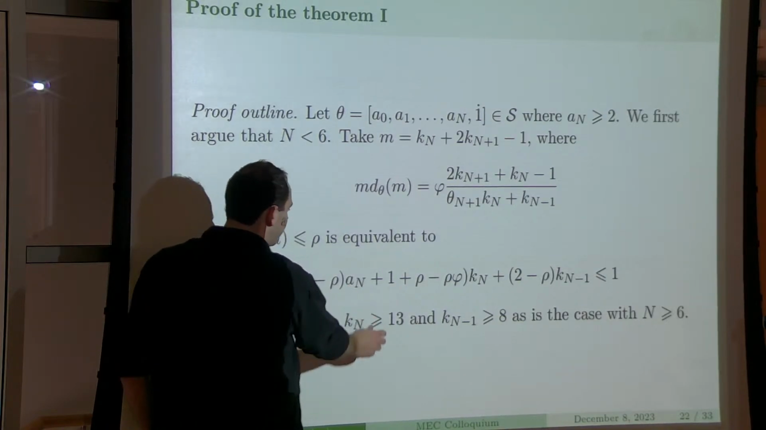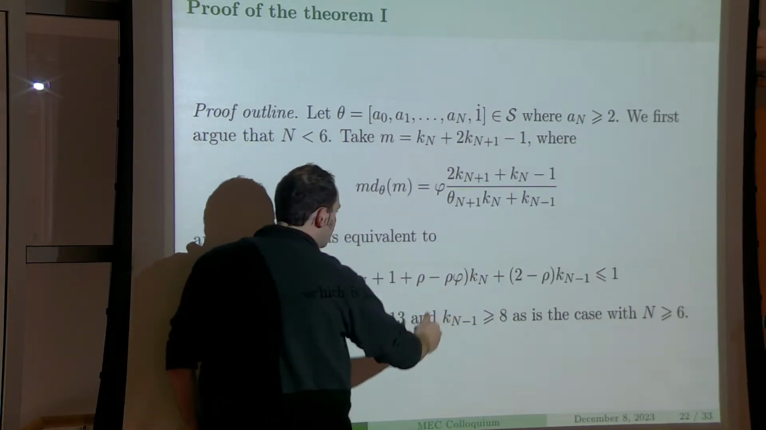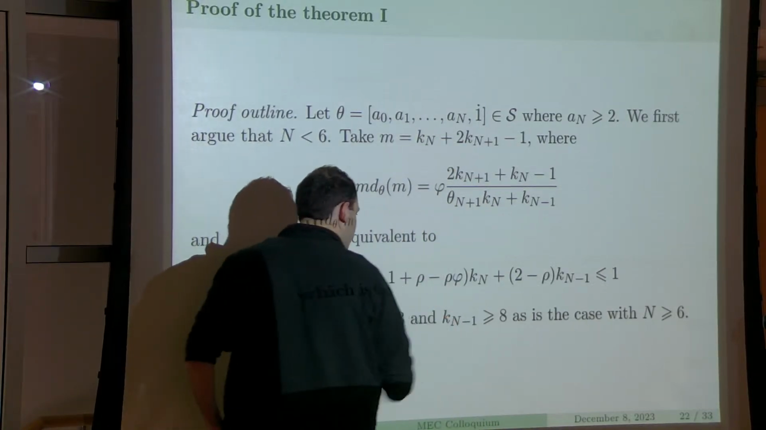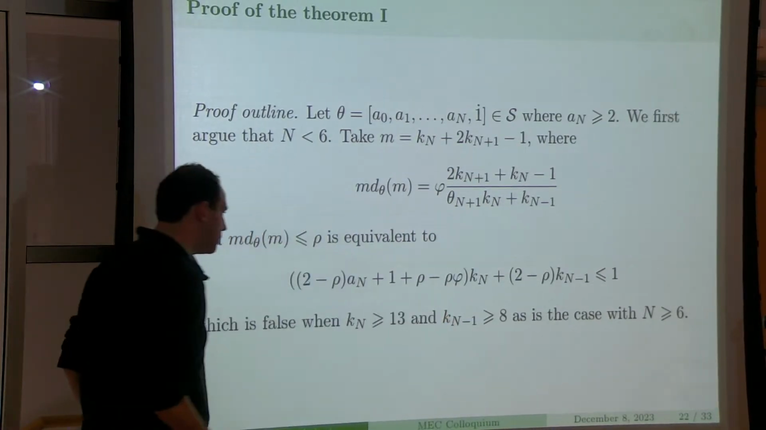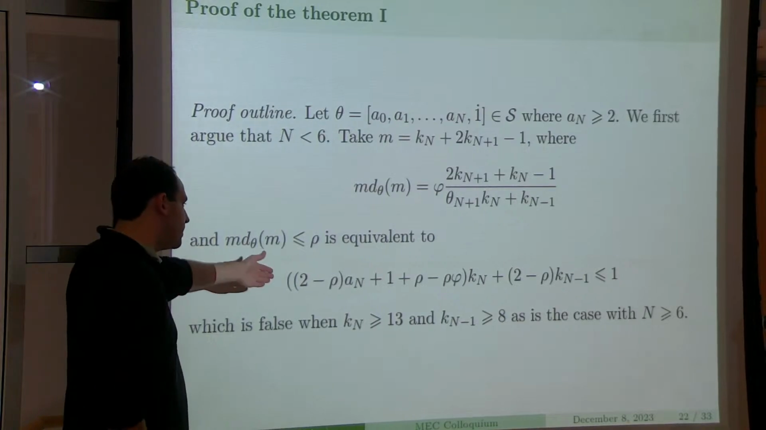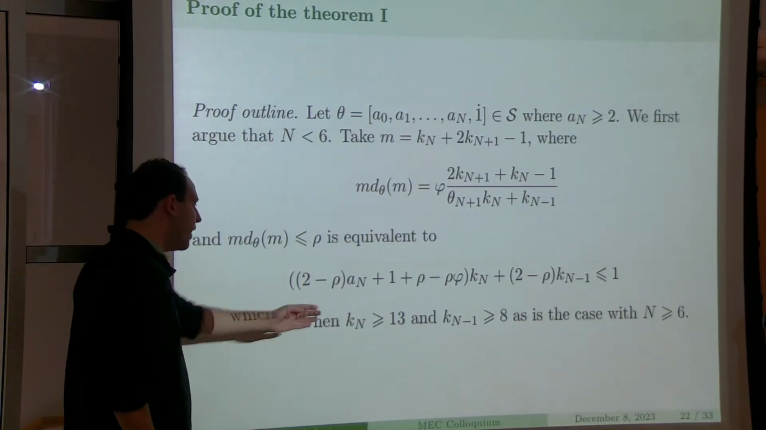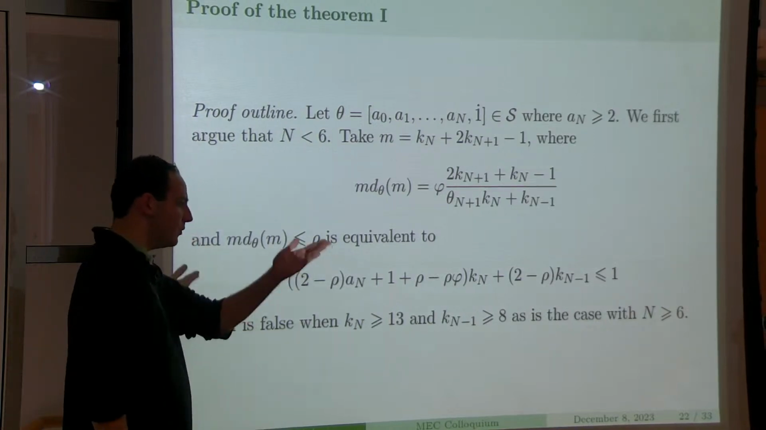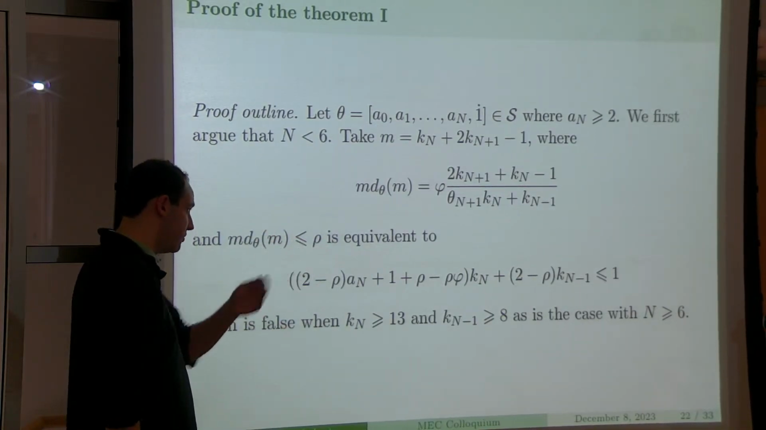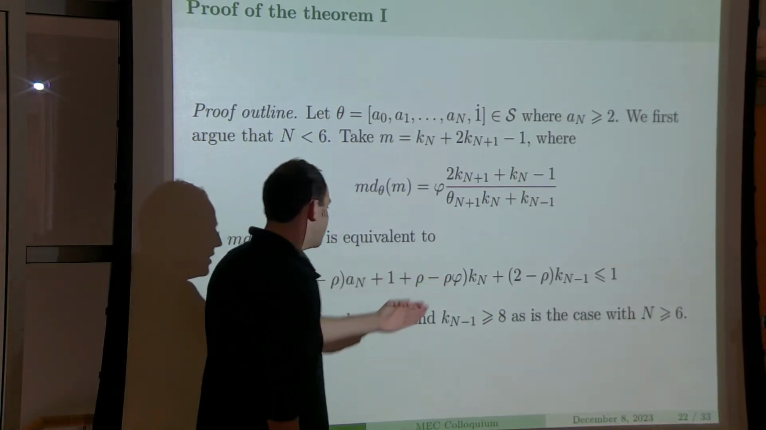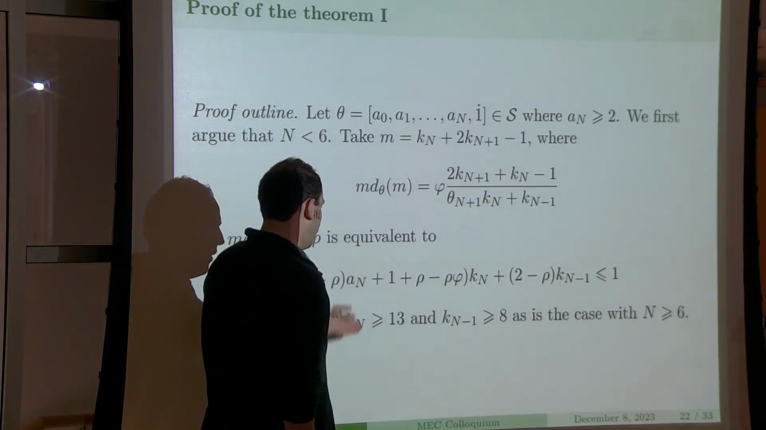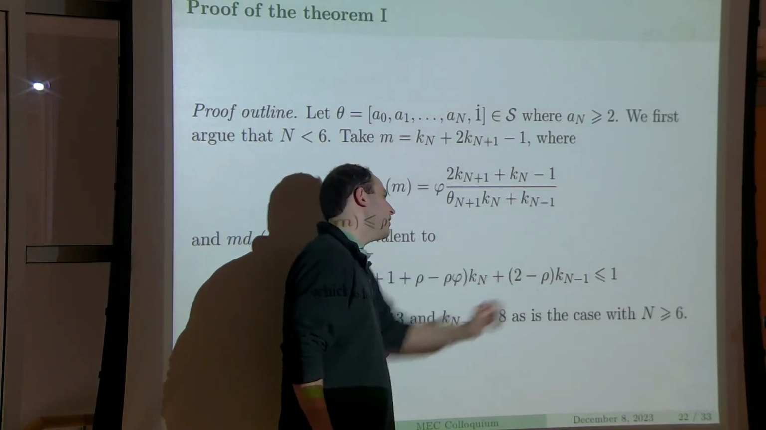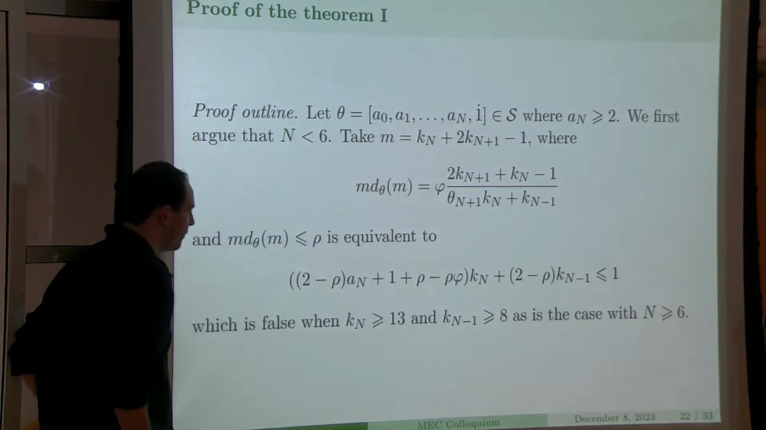This is at least 2. So this we can lower bound, and this we can lower bound. So when K_n and K_{n-1} are a certain amount large, this ceases to hold. But we have lower bounds on how fast these K_n grow. They grow at least as big as the Fibonacci numbers. So when n is at least 6, this has to be violated. The K_n have to have grown fast enough to violate this sum being smaller than 1.